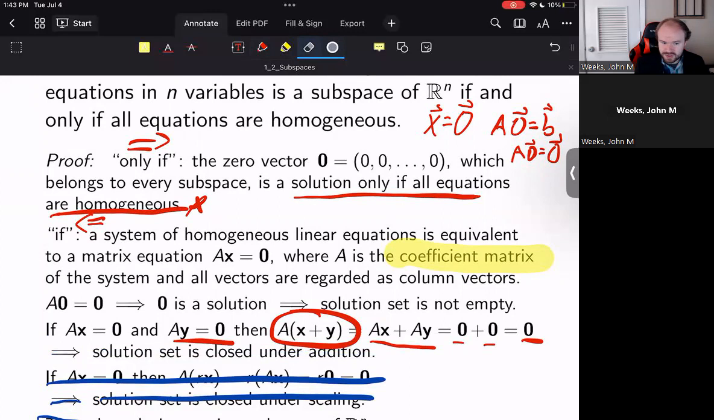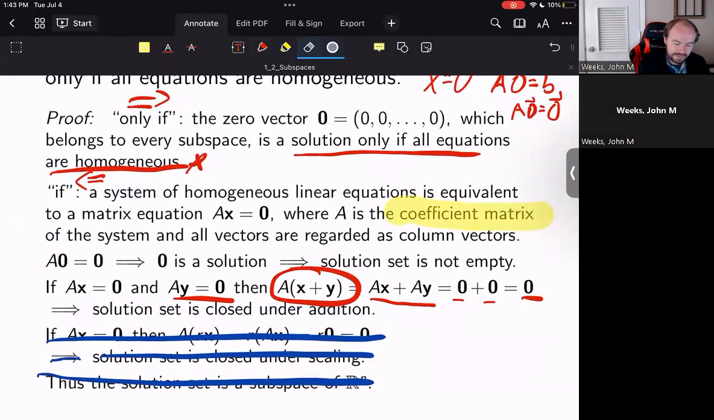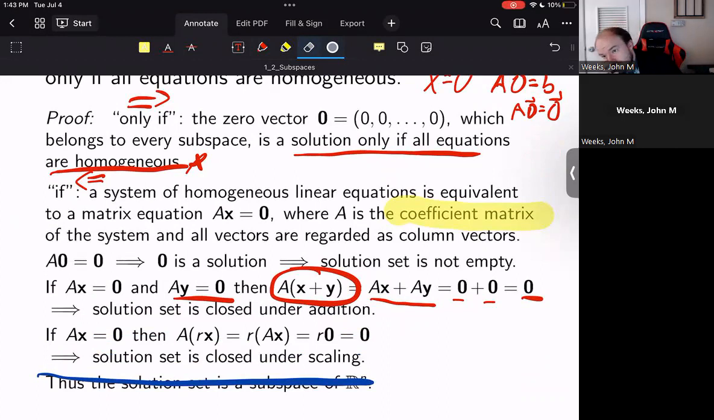It's closed under addition. Then we have, if Ax equals 0, then if you do a scalar multiple of something, you can just move that scalar outside. Ax is 0. Any scalar times 0 is equal to 0. This means that Rx is also a solution. Think of it as like 2 times x, for example. If you have a vector such that Ax equals 0, then 2 times that vector will also plug in to give you 0. So the solution set is a subspace of Rn.